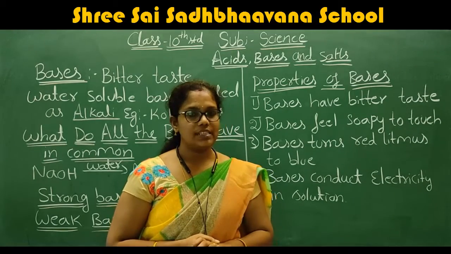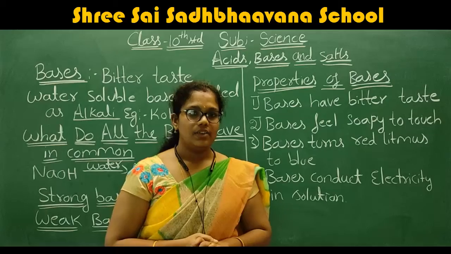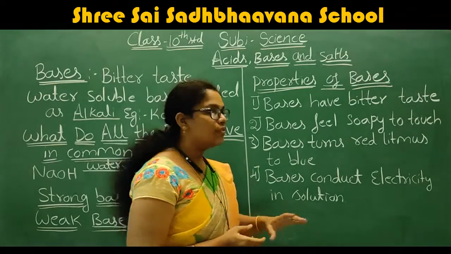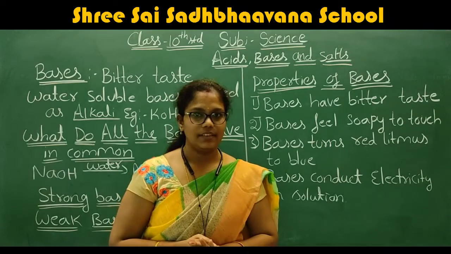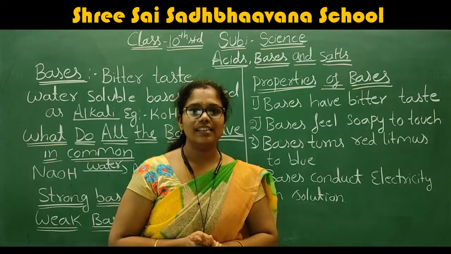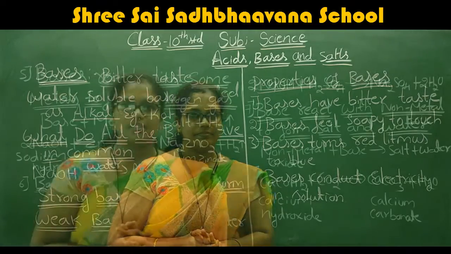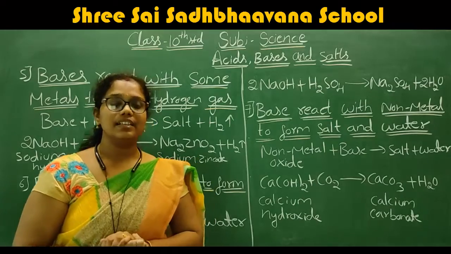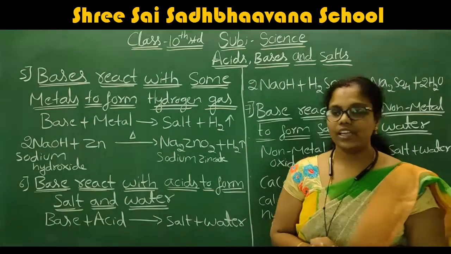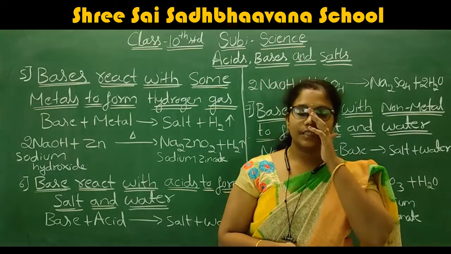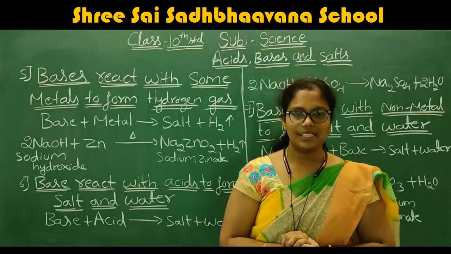Now we are going to discuss some of the chemical properties of the bases. The next, fifth property, indicates the chemical properties. Understood? Now we are going to start discussing the important chemical properties of the bases.